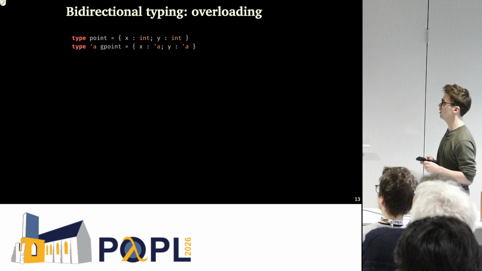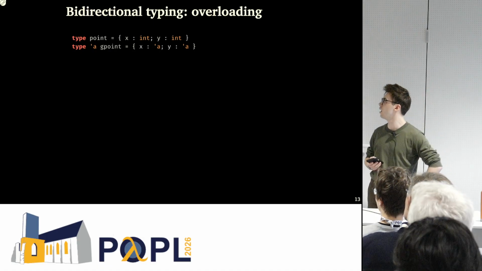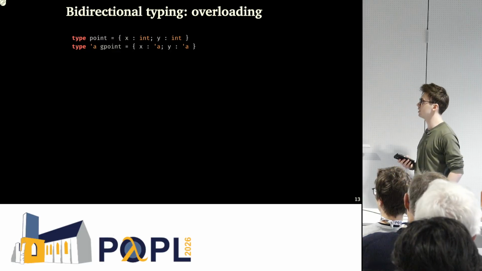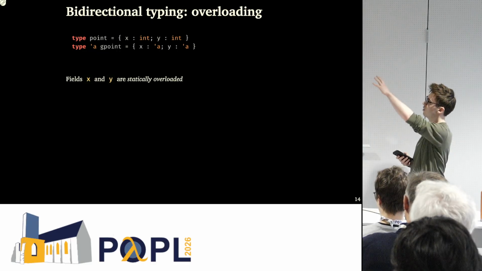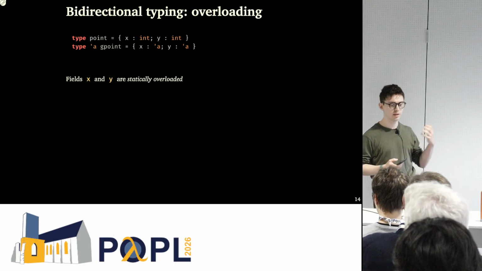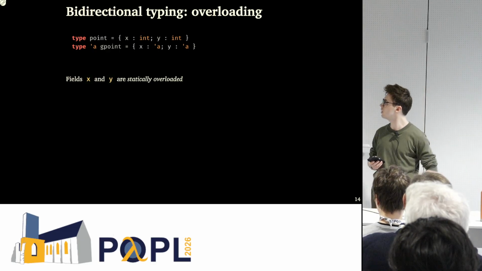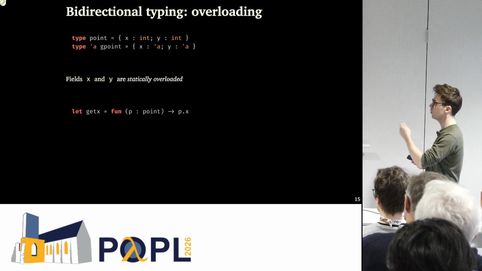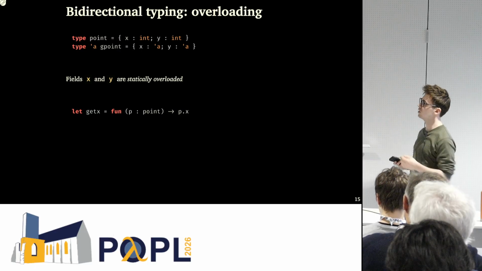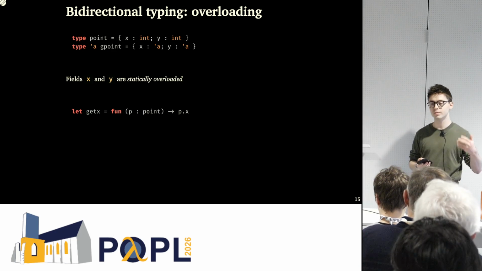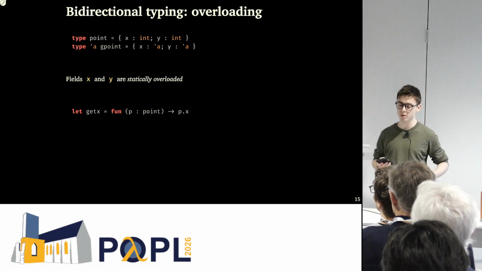So in OCaml, you can write two record types, for example, point and gPoint, with the fields x and y, and they're statically overloaded. That is to say that the OCaml type checker will infer which field you meant at type checking time, in comparison to dynamic overloading, where field resolution would be resolved at runtime. For example, we can write the simple function getX that takes a point and projects its x component. We're able to type check this because obviously we can see that p has the type point, and thus we can statically resolve it to a projection on the type point.